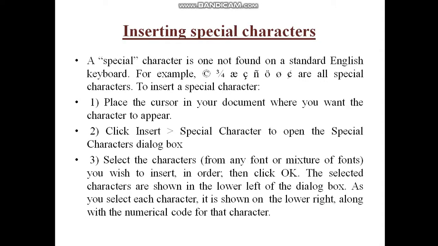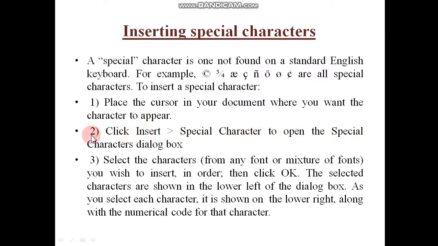Now, inserting special characters. When you want to insert some special characters like alpha, beta, gamma, pi, any type of those, see that type of symbols. See, character, symbol, 3/4. So all are symbols when you want to insert that type of special character. A special character is one not found on a standard English keyboard. For example, that type of symbols are all special characters. To insert a special character, first of all, place the cursor in your document where you want the character to appear. Now click Insert, Special Character.